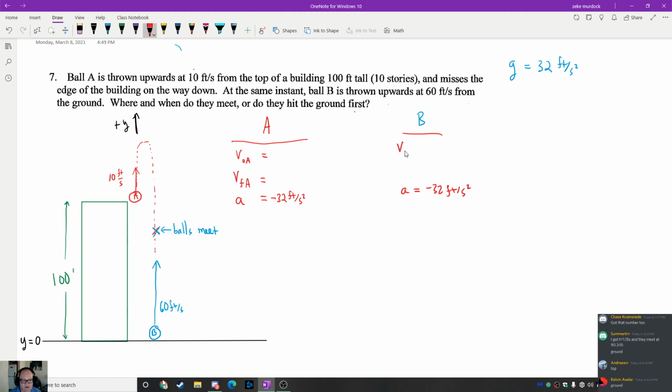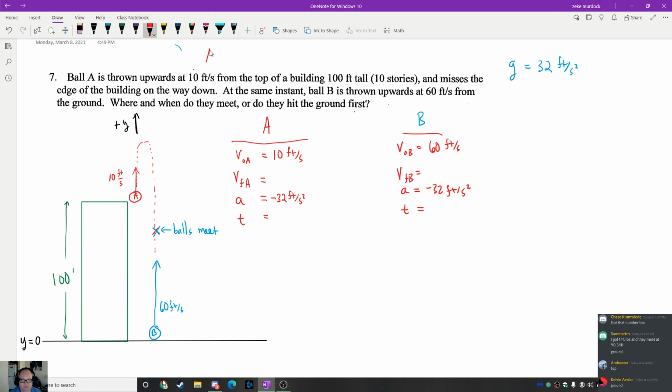So we'll also have an initial velocity for ball B, and we'll have a final velocity for ball B. The initial velocity for ball A is given. It's 10 feet per second. And the initial velocity for ball B is also given. It's 60 feet per second. They're both positive. The other piece of information we can have is time. Now, we don't know what the time is in this case, but we do know they start moving at the same time, which is kind of helpful. And finally, what we would need is delta x.